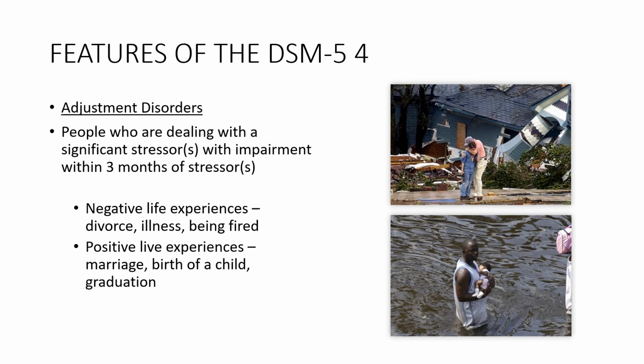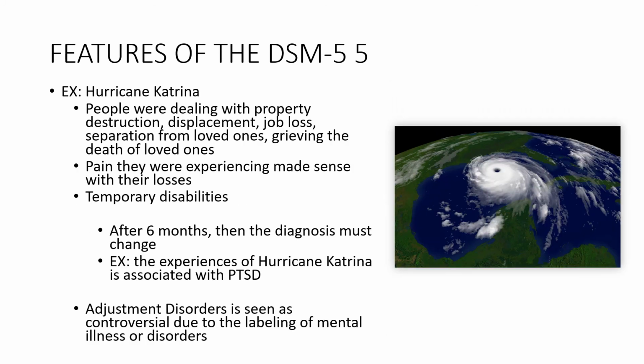The example we're talking about here in this picture is, let's say, Hurricane Katrina, which happened a couple of years ago. That's an adjustment, because people are going to behave differently since they just went through this traumatic event. Like we talked about before with the Hurricane Katrina example, people are dealing with property destruction, displacement, job loss, separation from loved ones, and grieving the death of loved ones. The pain they were experiencing makes sense with their losses. So if they're acting out of the ordinary, it's because an out-of-the-ordinary thing happened to them, right? A hurricane destroyed their entire lives. So they're going to be depressed, anxious, and all these different things.